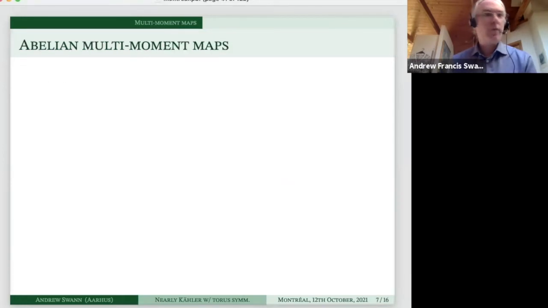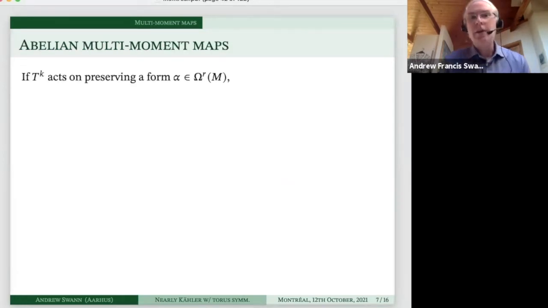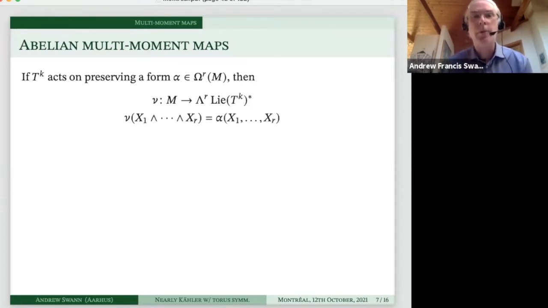So I'm just interested, for this talk, in torus actions. So I'm going to talk about multi-moment maps for abelian actions, and we're in the situation where we have a closed form of degree 3, and it has an invariant exact primitive. So in this case, we can actually write down the multi-moment maps in a simple way.